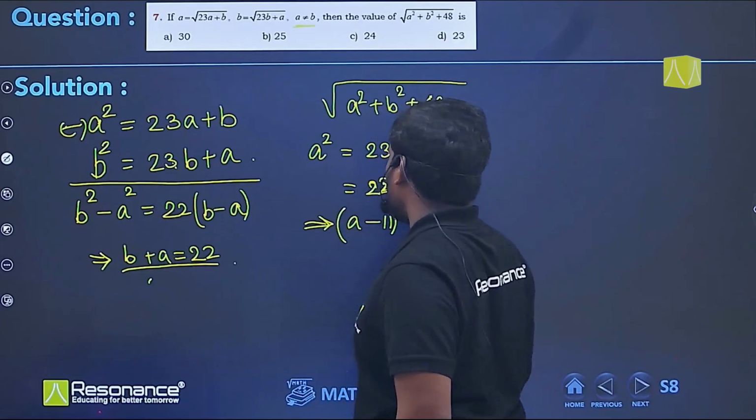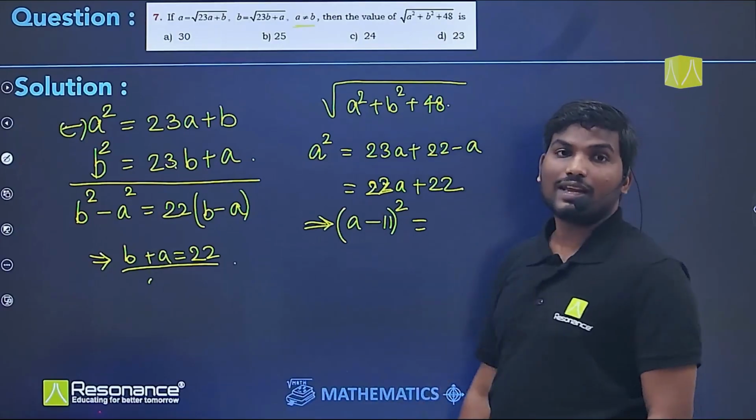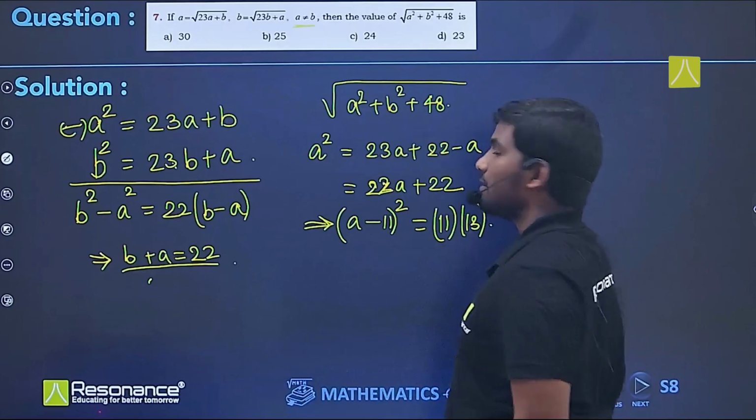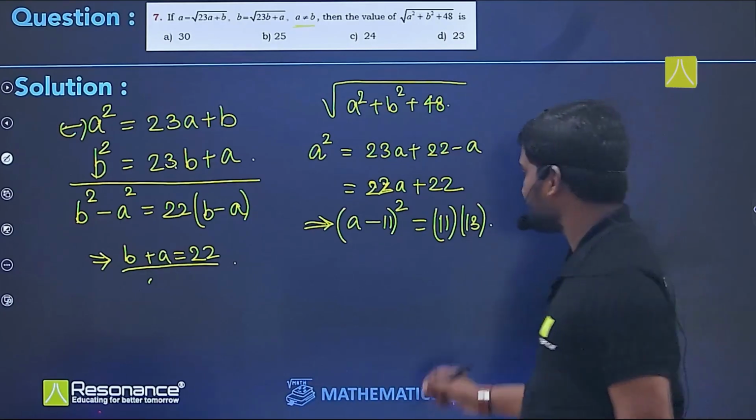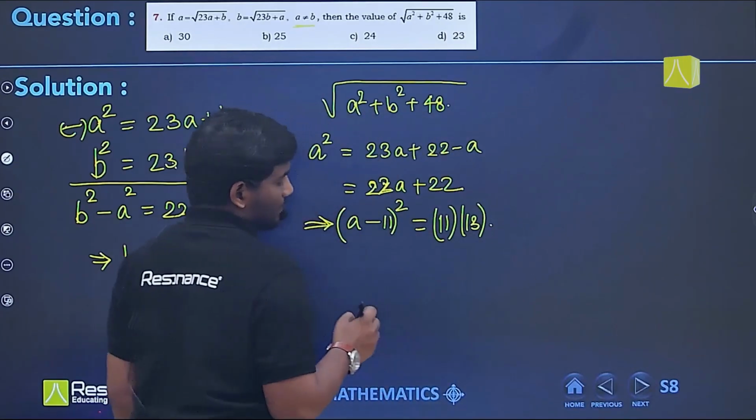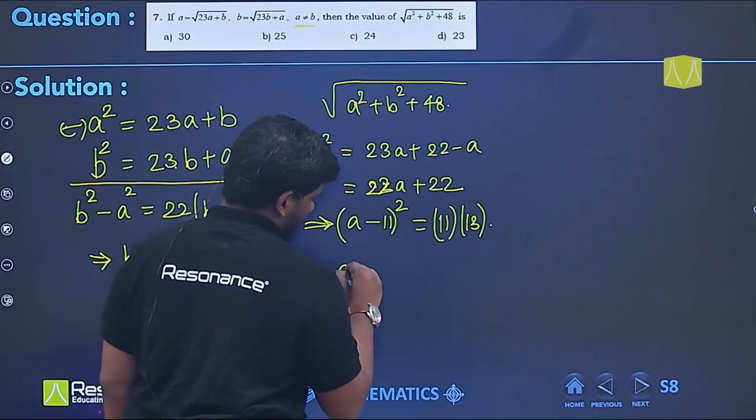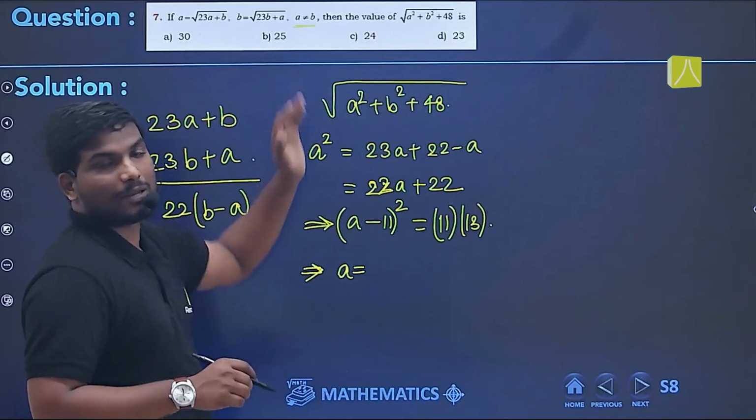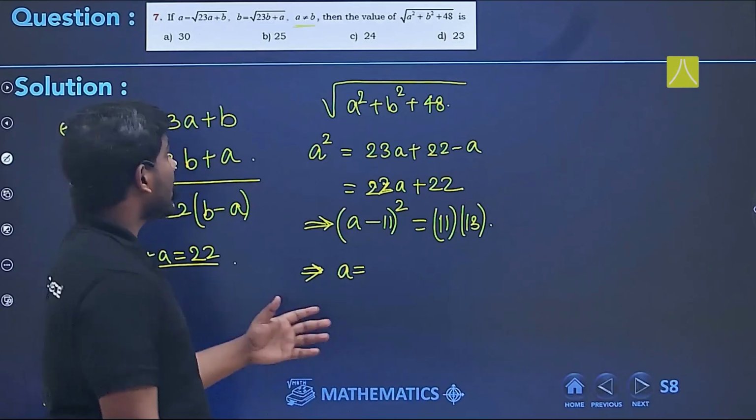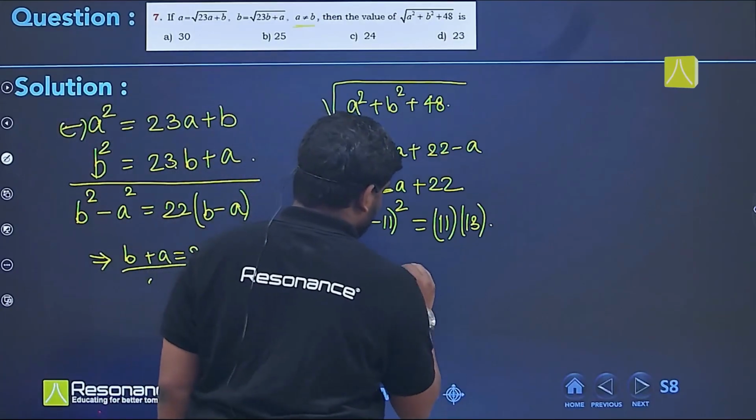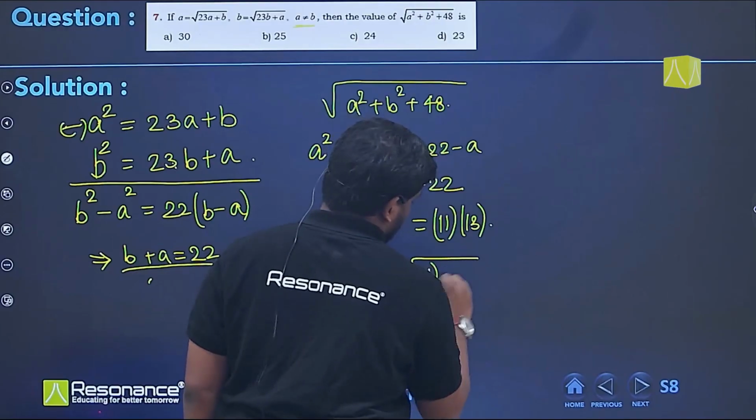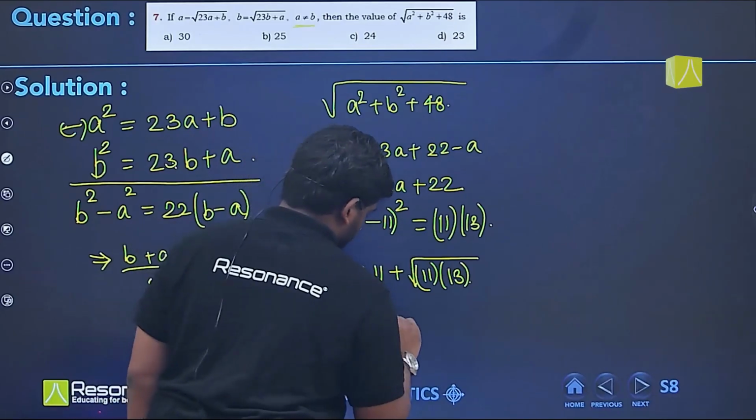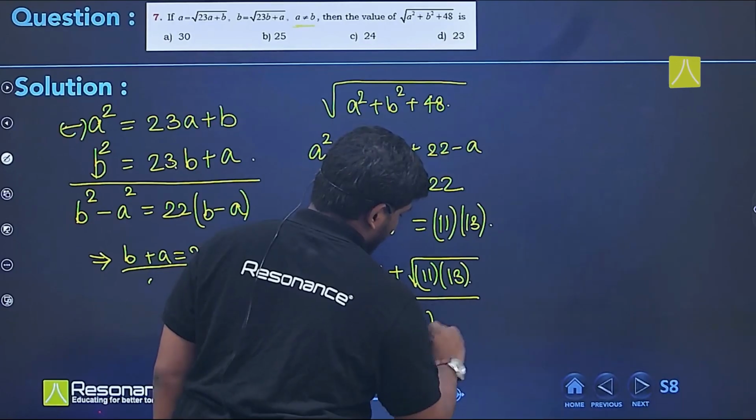If you complete the square, we get (a minus 11) whole square equal to 22 plus 11 square, and I'll take 11 in common. Alright? Now, from here, since a equal to root over 23a plus b, a is a square root of something, so a is supposed to be positive. So a will be 11 plus root over 11 into 13, whereas b will be 11 minus root over 11 into 13.